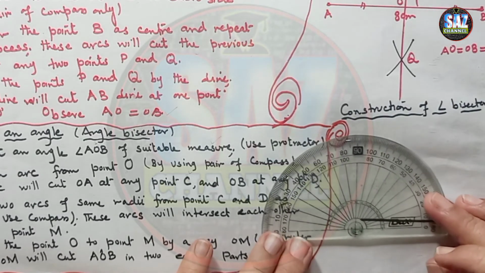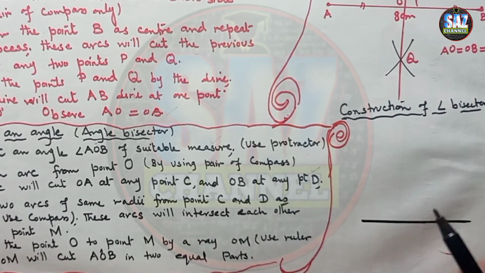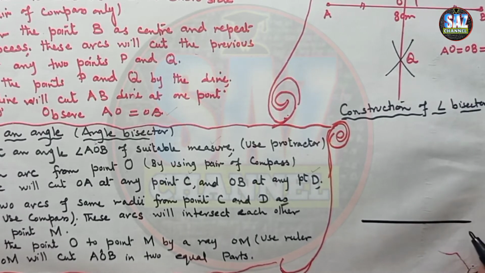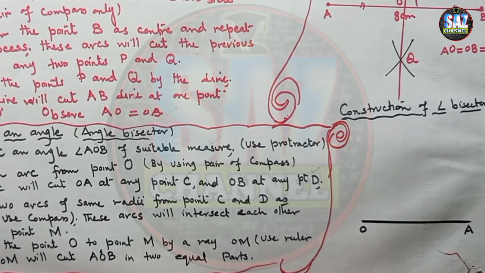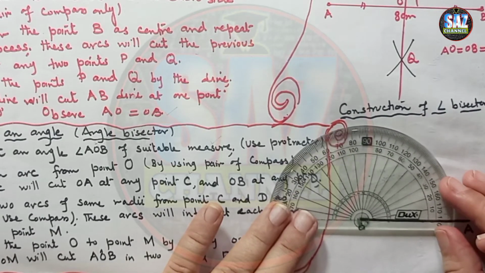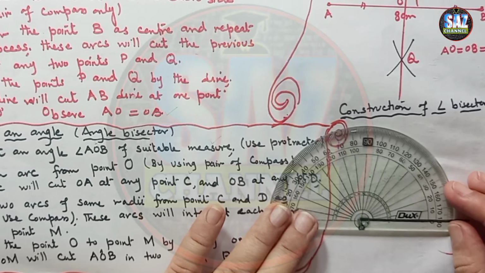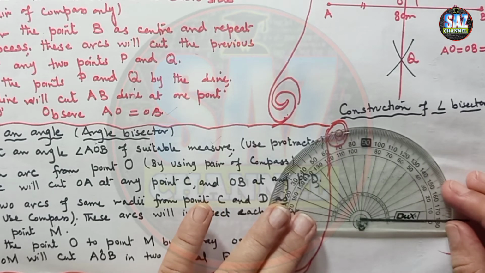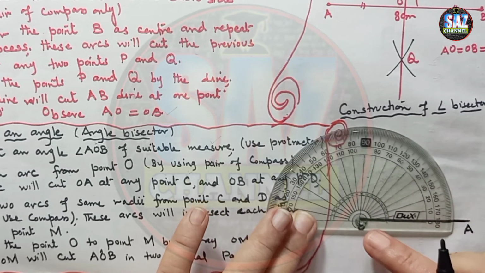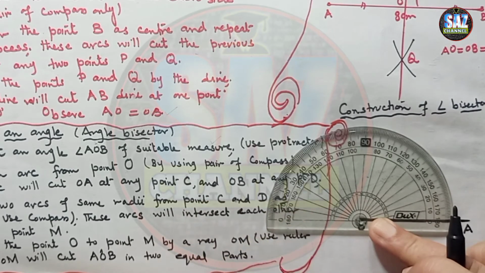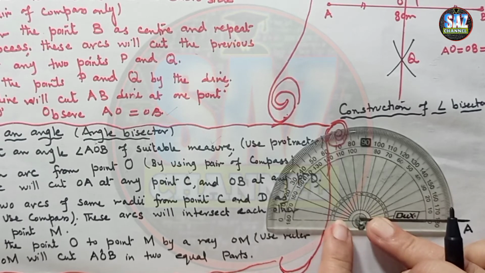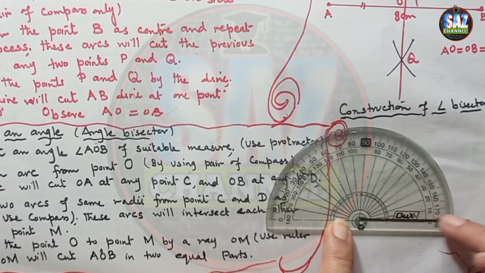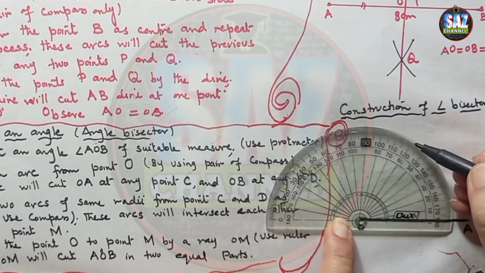Now we have to take O, A, O, and suppose I'm constructing a 60-degree angle. So I have to keep the protractor with the 0 point of the protractor on O, and my 0 line, this line is called the 0 line, should overlap the already drawn line, and suppose 60-degree angle.